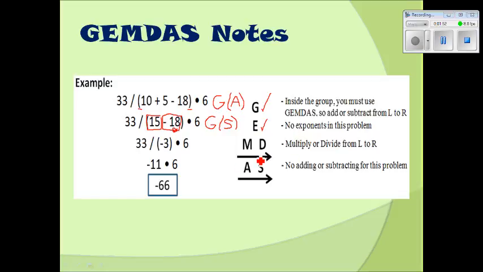Now I look and I have multiplication and division from left to right. Well, the leftmost thing I see here is 33 divided by negative 3. So, I use my faces. Positive, negative. That's a frowny face. And as I divide here, I get a negative 11. Finally, I'm left with just negative 11 times 6. I can multiply, and I get a negative 66. I didn't even have to use addition or subtraction.